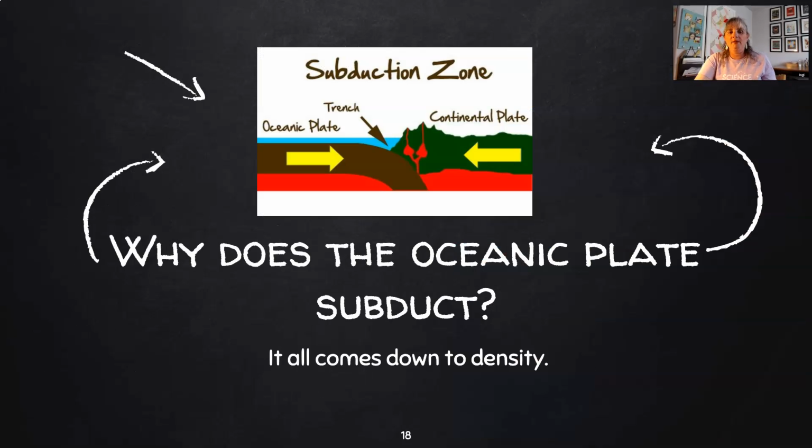So again, I want to ask the question, why does the oceanic plate subduct? And it comes down to density. Oceanic plates are denser, heavier for their volume than continental plates. And so that makes it go underneath the continental plate.